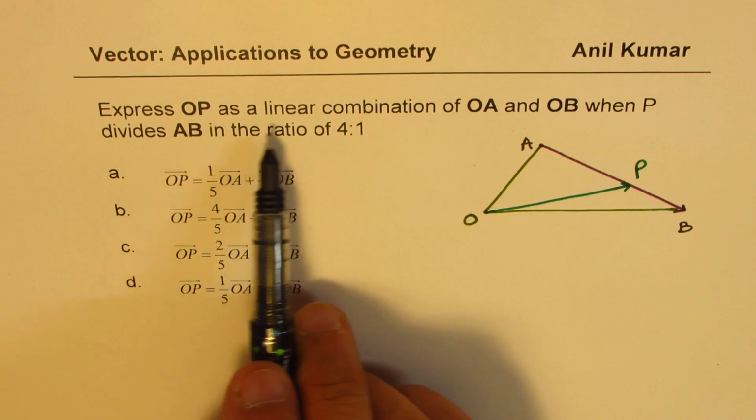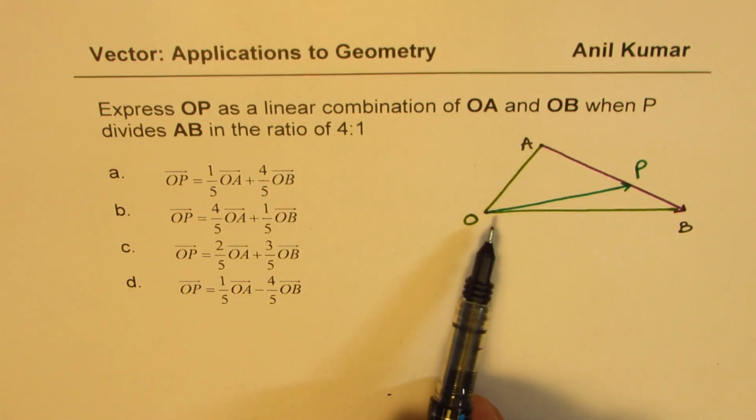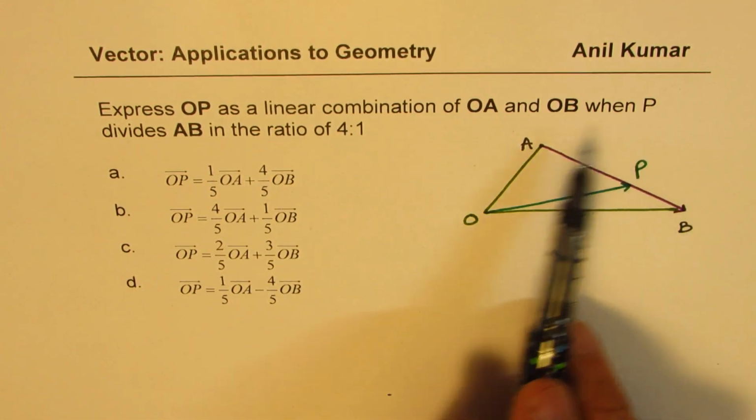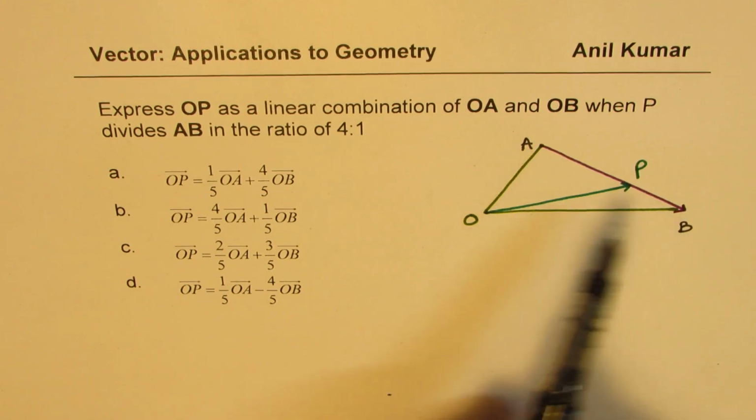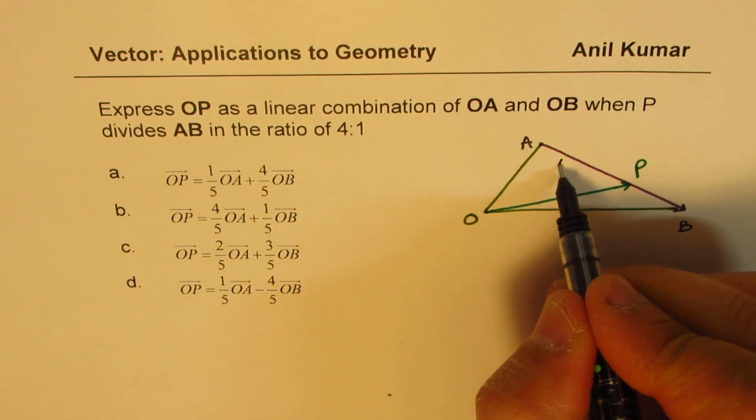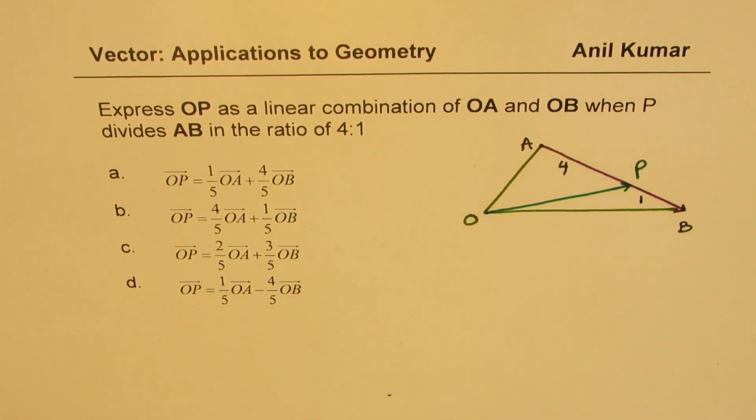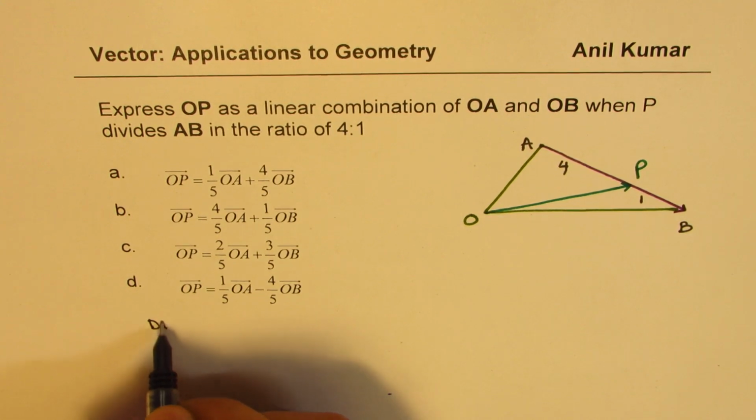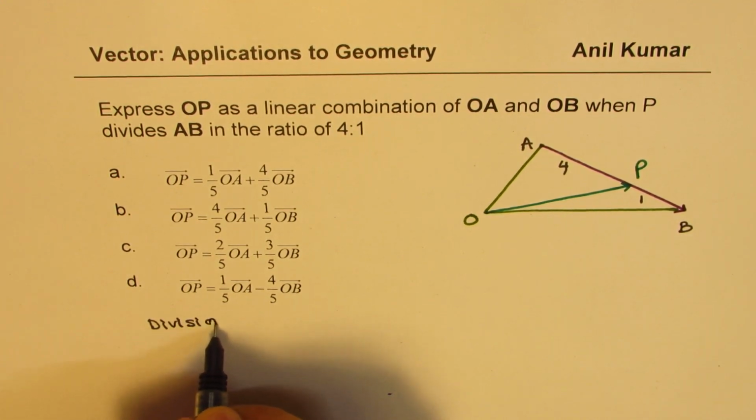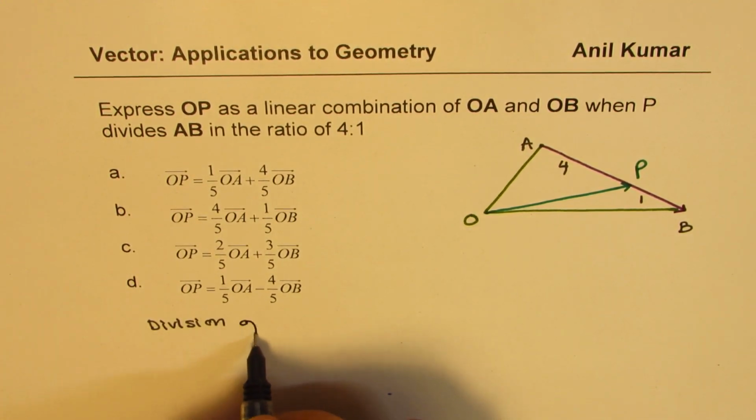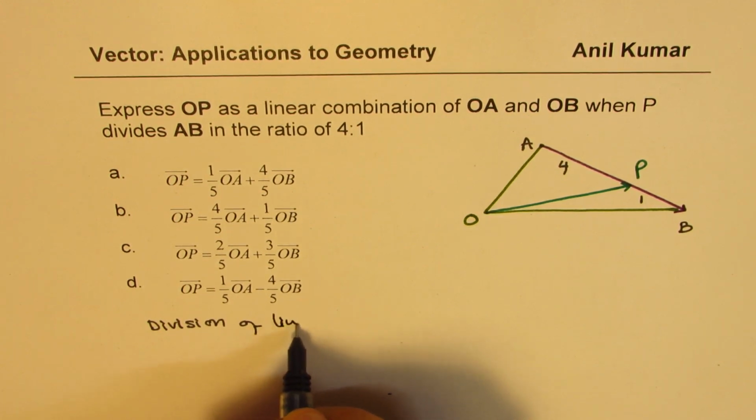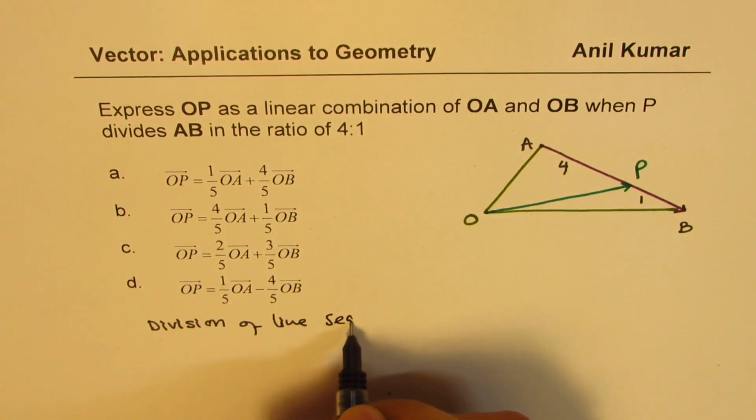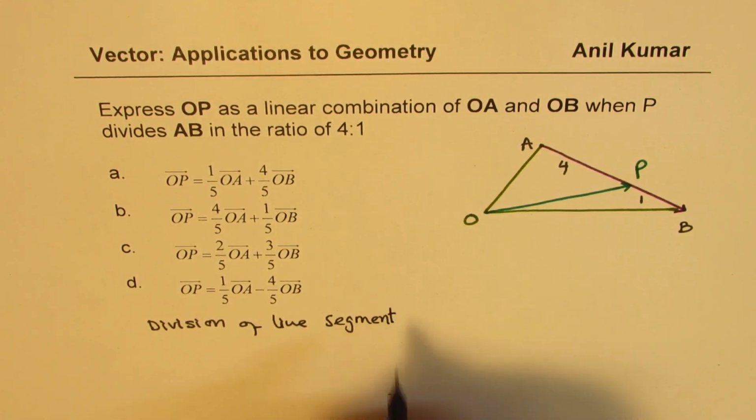So express OP as a linear combination of OA and OB when P divides AB in the ratio of 4:1. So this is 4 and this is 1. Okay, that's the question for you. So if you know the formula for division of line segment, it is straightforward. Let me give you the formula for line segment. I will also provide you with the link for the proof of the same.